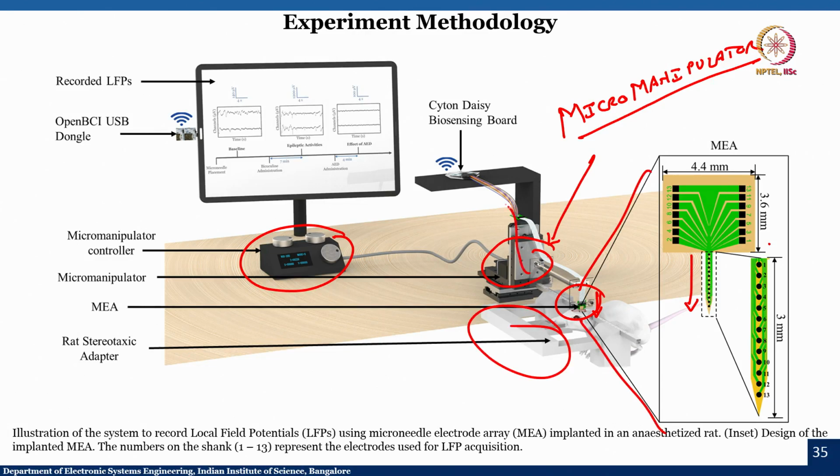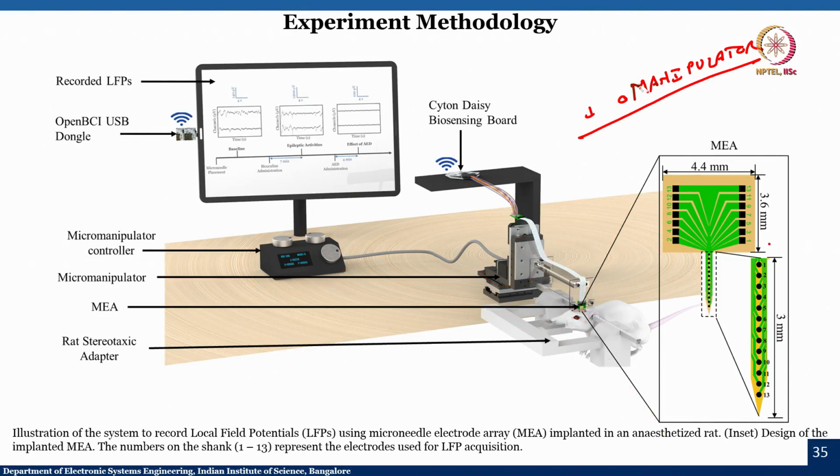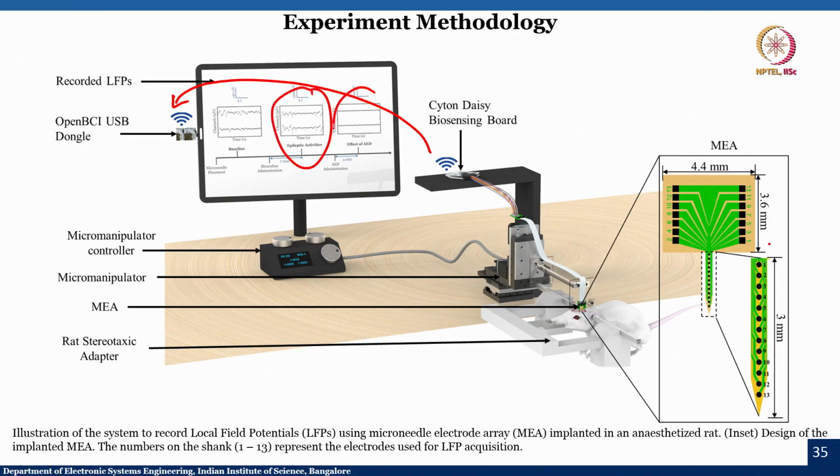The signals that you acquire go to the Cyton Daisy biosensing board, and these are transferred to the OpenBCI USB dongle via Bluetooth, right. What you can see on the screen are the local field potentials from the baseline, when there is epileptic activity, and when an AED is administered in the rat's body. So, the efficacy of AEDs can also be measured using this technique.